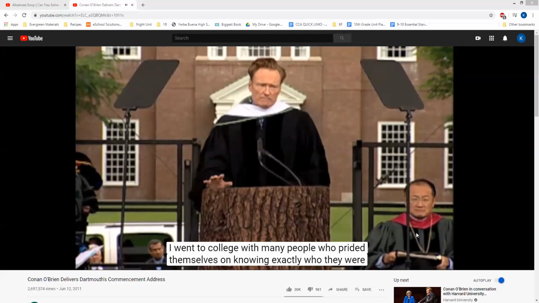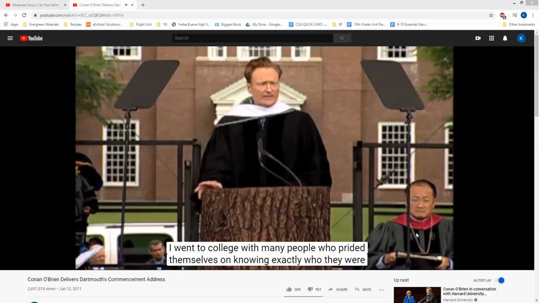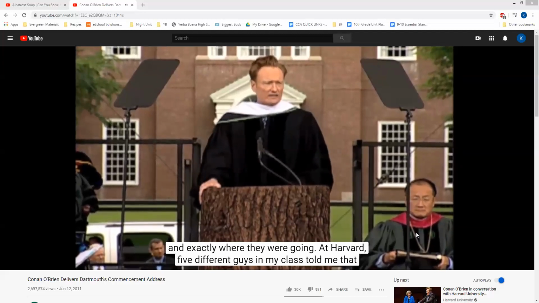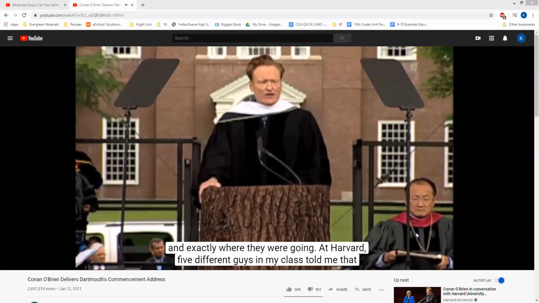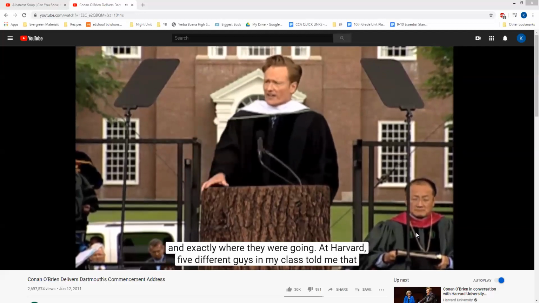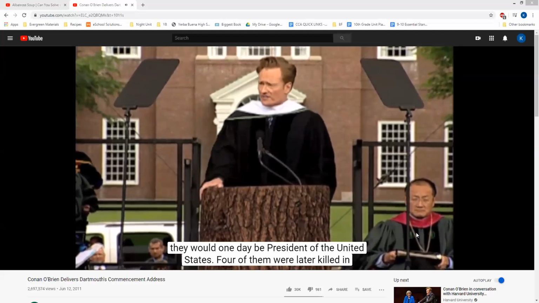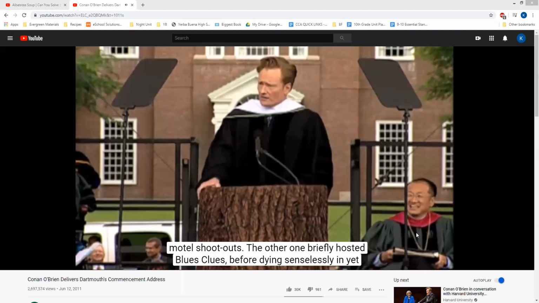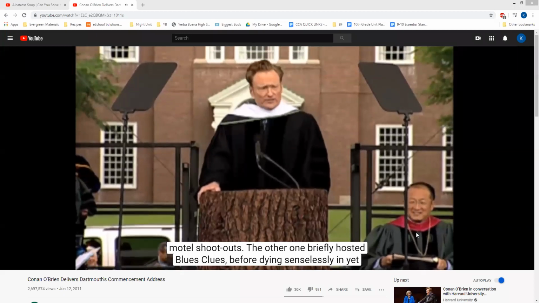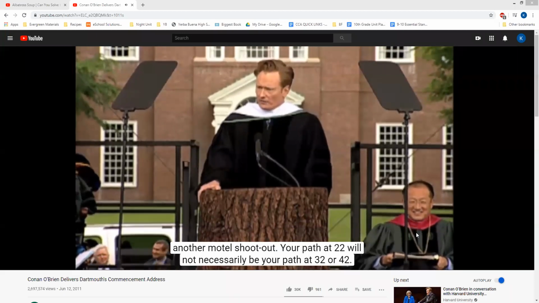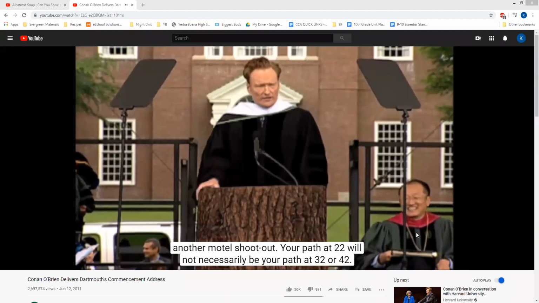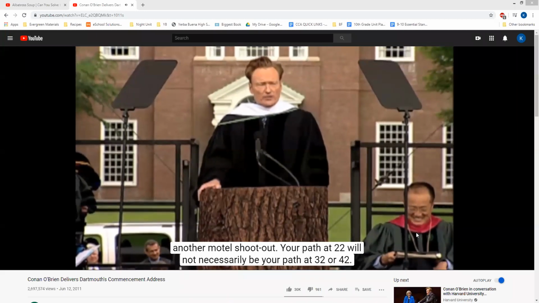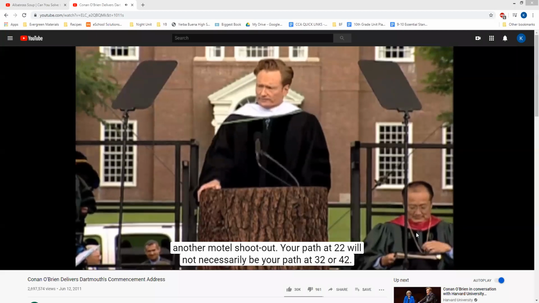I went to college with many people who prided themselves on knowing exactly who they were and exactly where they were going. At Harvard, 5 different guys in my class told me they would one day be president of the United States. 4 of them were later killed in motel shootouts. The other one briefly hosted Blue's Clues before dying senselessly in yet another motel shootout. Your path at 22 will not necessarily be your path at 32 or 42.